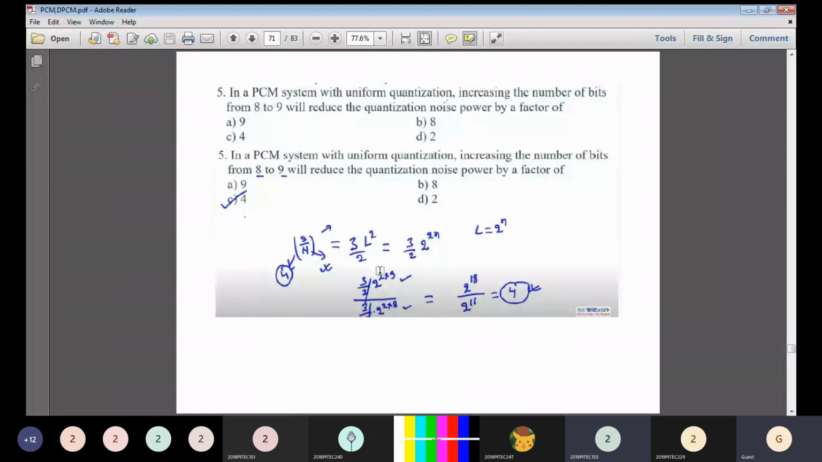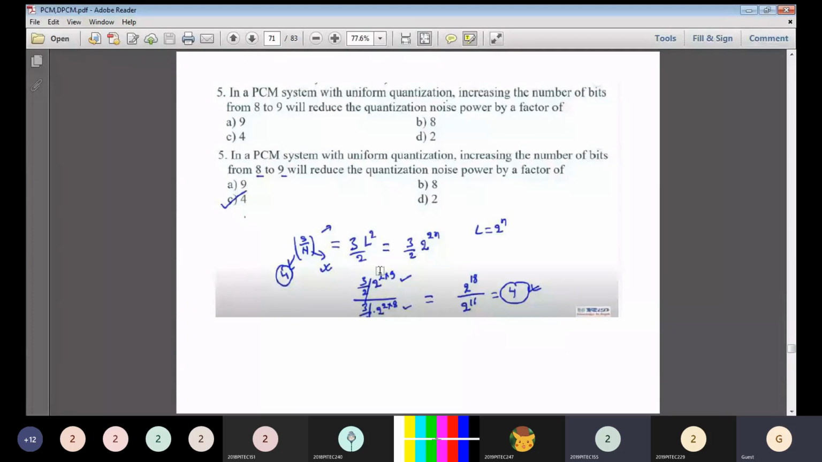Next, in a PCM system with uniform quantization, increasing the number of bits from 8 to 9 will reduce the quantization noise power by a factor of: option A 9, option B 8, option C 4, option D 2. So I read the question once again. In a PCM system with uniform quantization, increasing the number of bits from 8 to 9 will reduce the quantization noise power by a factor of what?